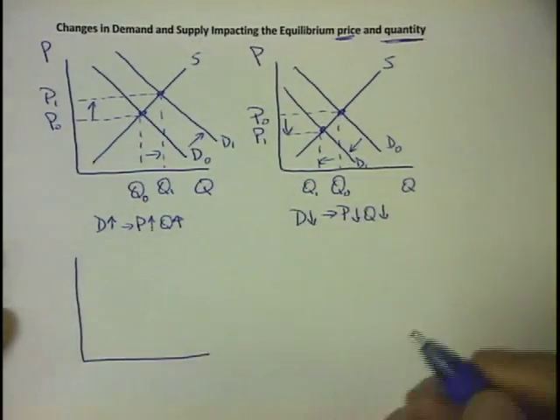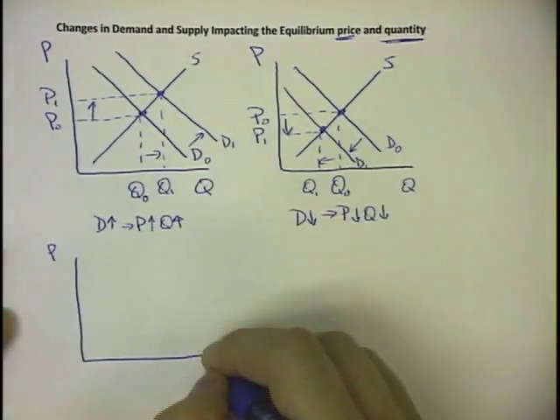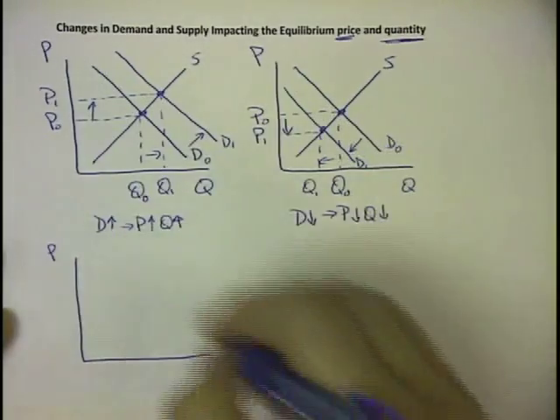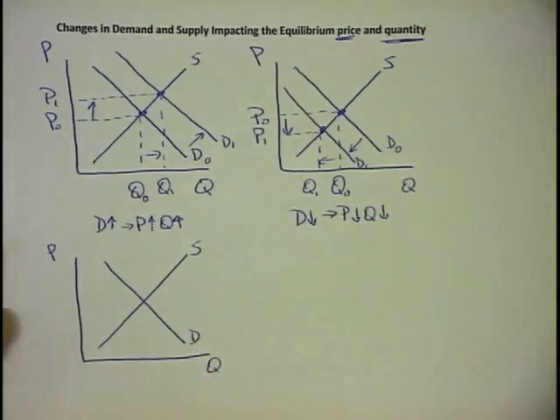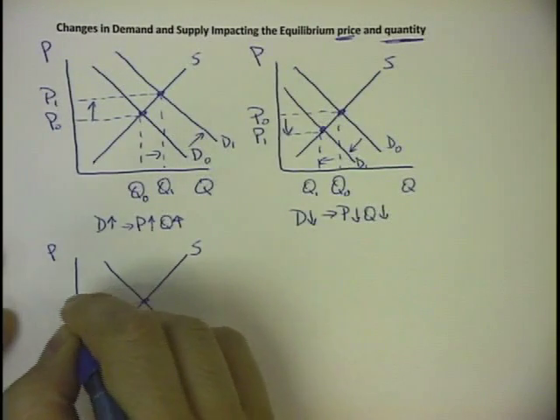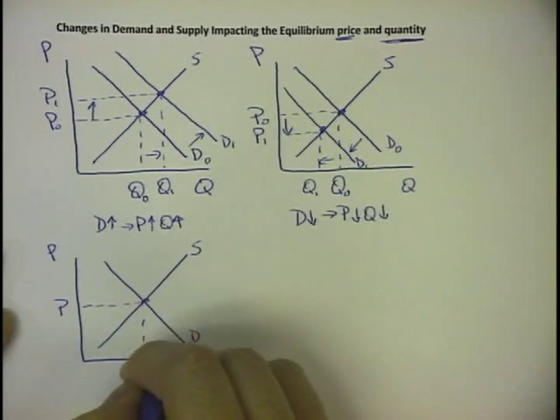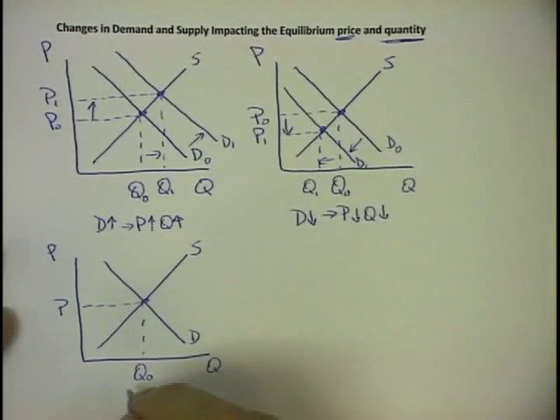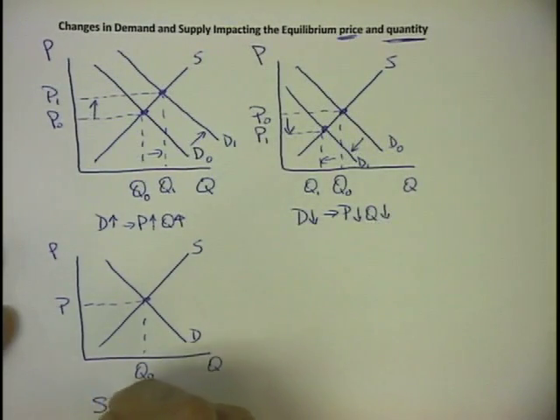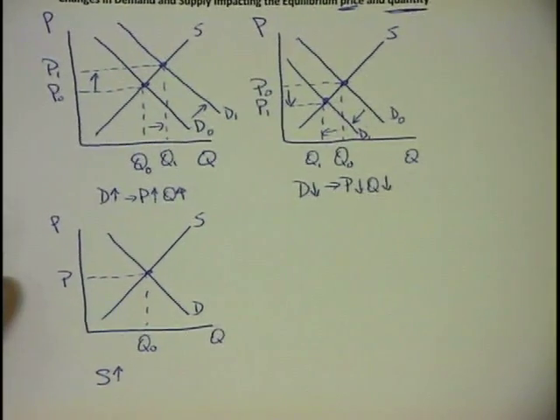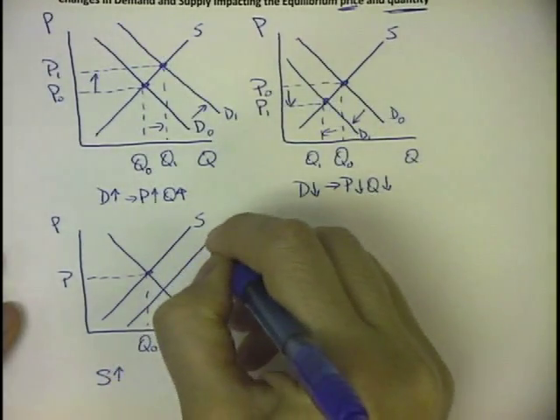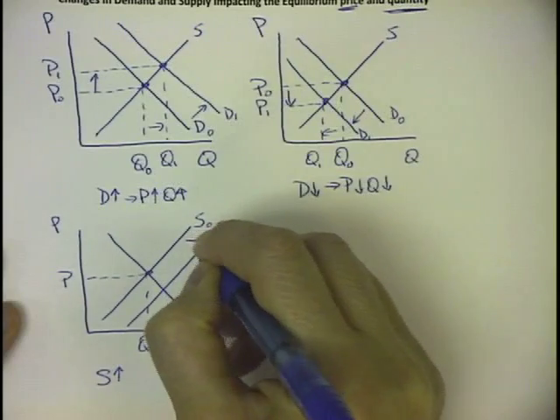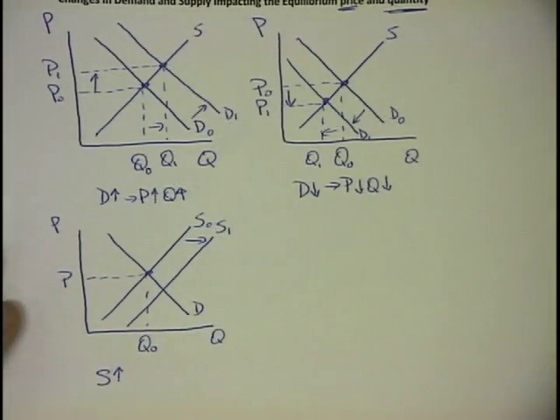Let's look and see what happens with a change in supply. We start with the big L, have the big X, we have S and D, our supply and demand. We have price, we have quantity. Let's say we have an increase in supply. For example, maybe we have more suppliers or maybe we have better technology. That means our supply curve is going to shift to the right.